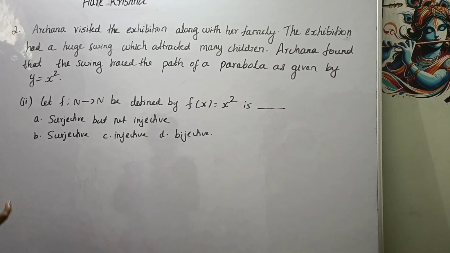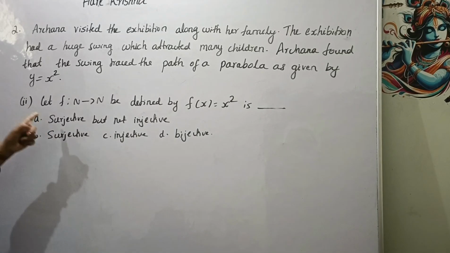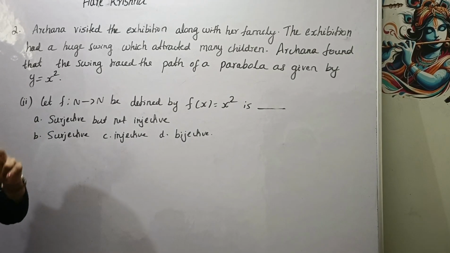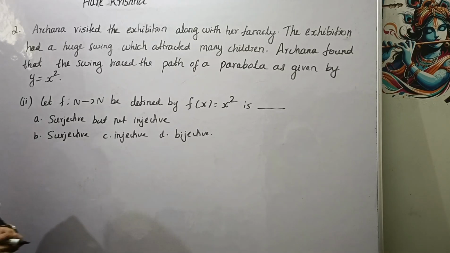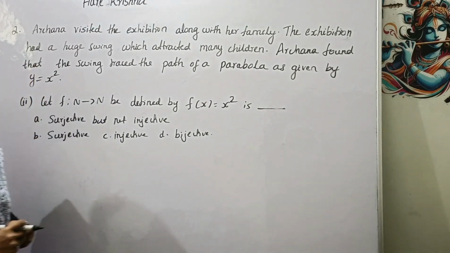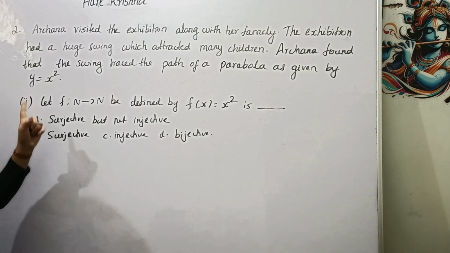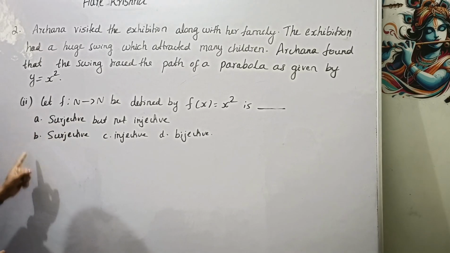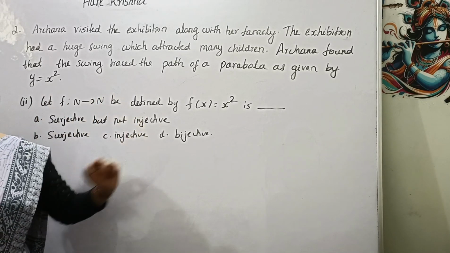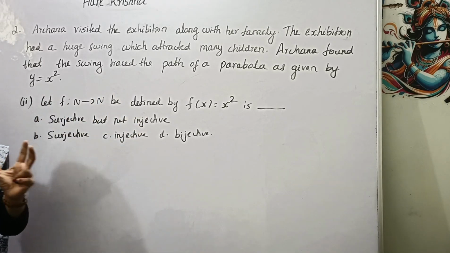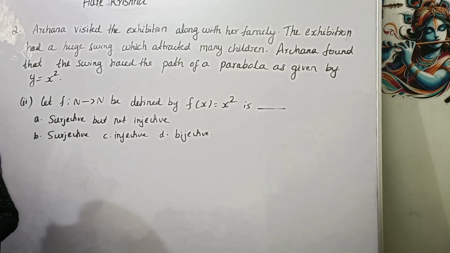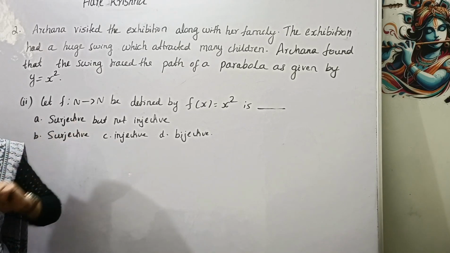Second question, similar question. Here, let f from N to N, set of natural numbers to natural numbers, be defined by f of x equals x square, is dash. Options: surjective but not injective, injective, bijective. Surjective means onto, injective means one-one. Bijective means both surjective and injective.